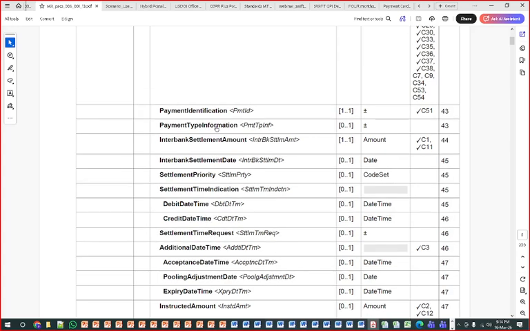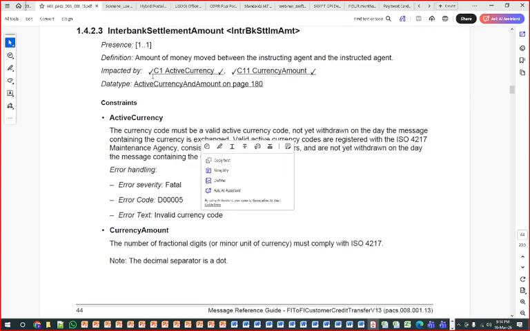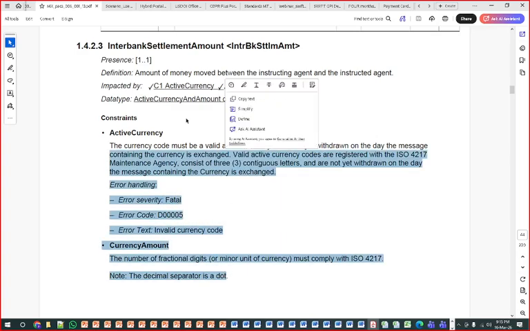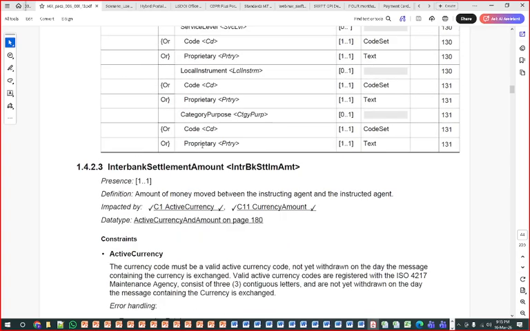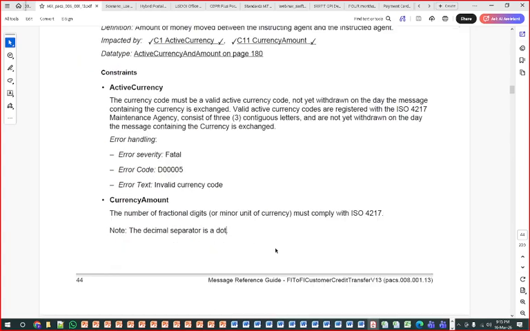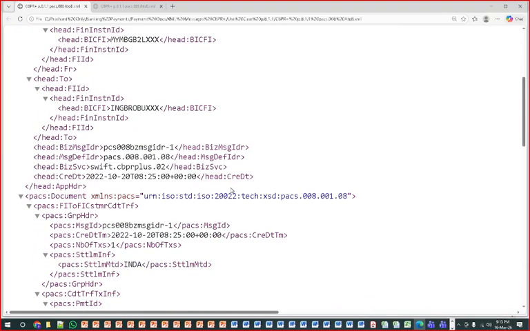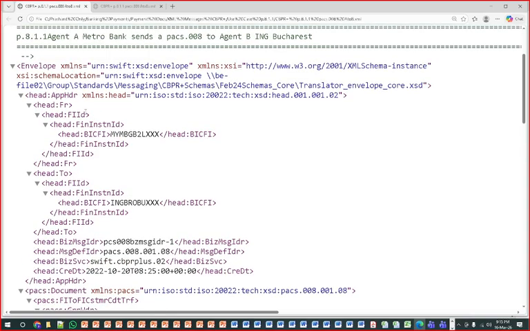Just for your idea, take identification, interbank settlement amount. If I click here, this is the father, and this is a child of that statement. If I click on this, this is the error displayed if they are not in the proper format. There are so many things we are going to learn as well. So how does this message look? This is what the message looks like here, the production messages. These are pacs messages.